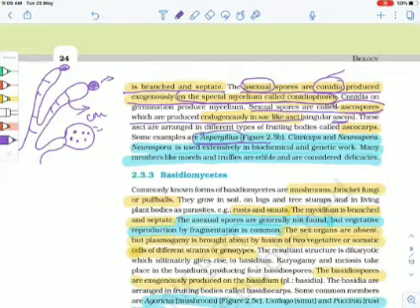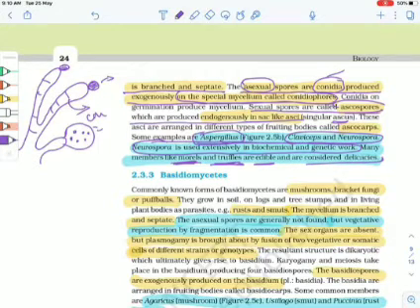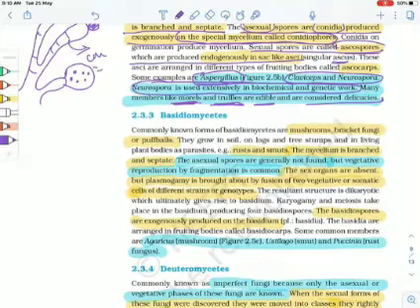Now examples: Aspergillus. Aspergillus is used in production of citric acid, Aspergillus niger. Then Claviceps and Neurospora. These are important because Neurospora is used extensively in biochemical and genetic work. Remember, many members like morels and truffles are edible and are considered delicious. Remember these two examples also, morels and truffles.